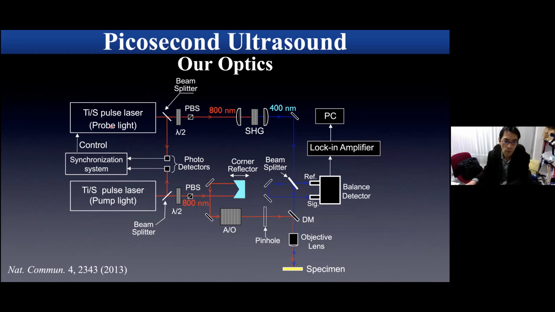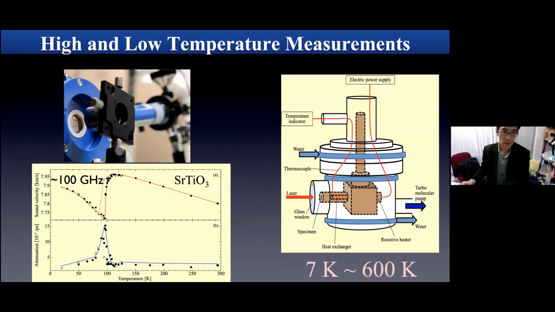So this is one example of optics we developed to achieve such a measurement. I omit the detailed explanation, but in this case, we used 2 pulse lasers. One pulse laser caused the vibration inside the material, and then the other pulse laser detected the vibration to see a piezo optic effect. And this measurement is made possible at low temperatures and high temperatures as well.